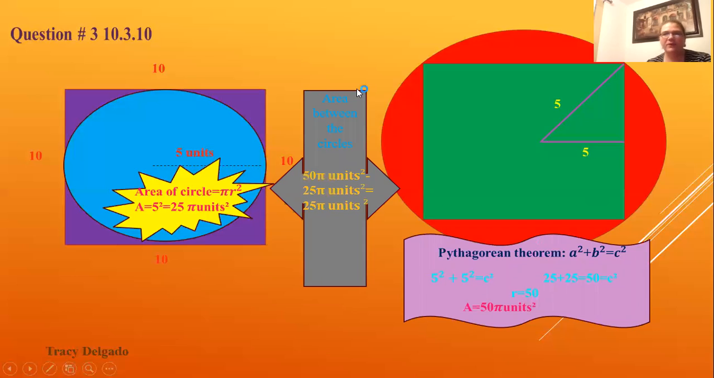And the last part, we're supposed to determine the area between the circles. And with this being 50, we have 25 pi units squared over here. So when we subtract the 50 pi units squared minus 25 pi units squared, that gives us 25 pi units squared. So that means they are the same.